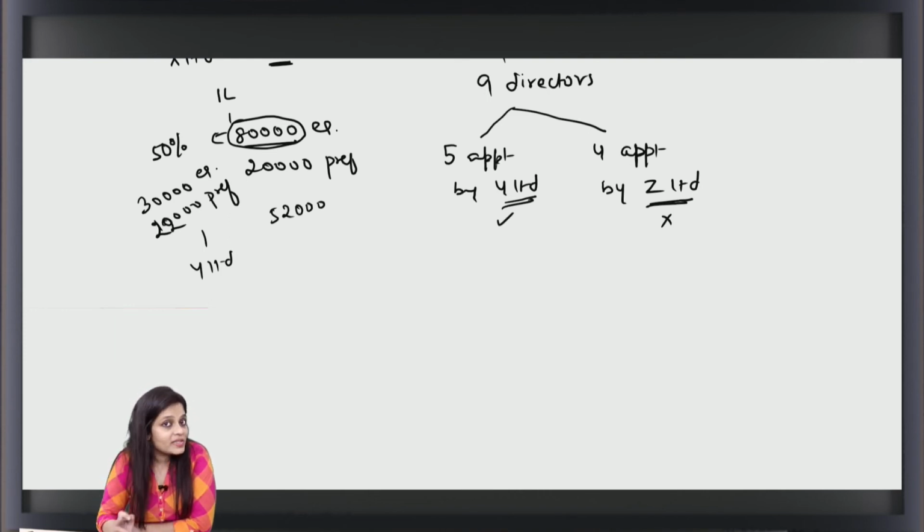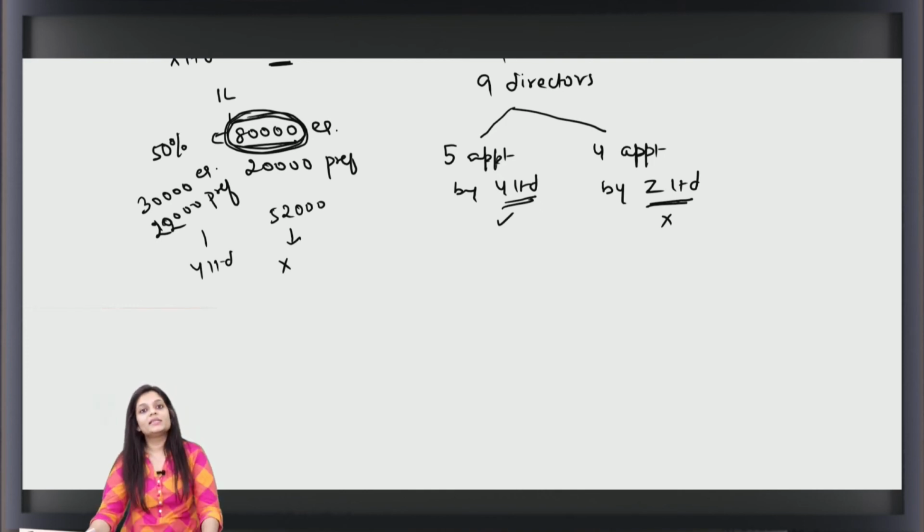But is it 50% of the holding? No, because 50% of the voting? No, 50% of voting is out of this 80,000. So is it holding? No, it is not holding. So I have to hold not just 50% of the shares, I have to hold 50% of the voting rights. So it's not a holding. I guess it's clear to everyone.